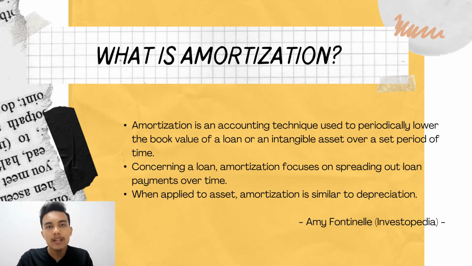So what is amortization? Amortization is an accounting technique used to periodically lower the book value of a loan or an intangible asset over a set period of time. Concerning a loan, amortization focuses on spreading out loan payments over time. And when applied to an asset, amortization is similar to depreciation.